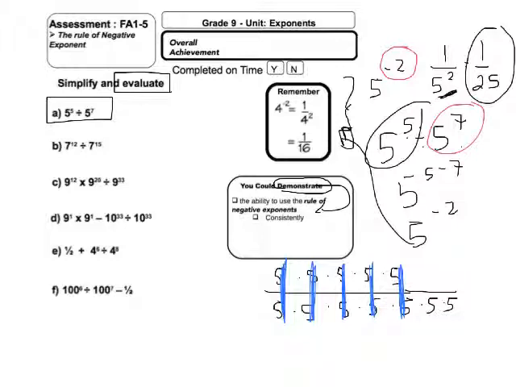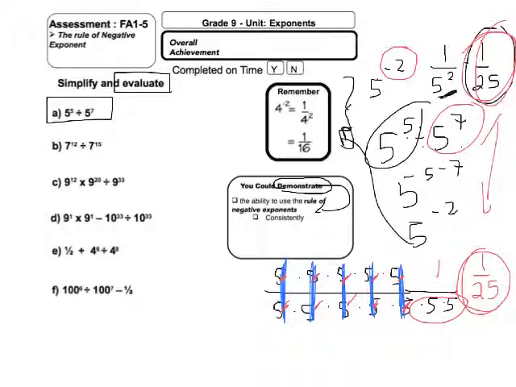Nothing left on top, so then I do the operations. 1 times 1 times 1 times 1 times 1 is 1, times 5 times 5 is 1 over 25. You get the same answer. However, this is quite a bit faster. So again, keep in mind, use the order of operations, making sure you know the laws for the negative exponents.